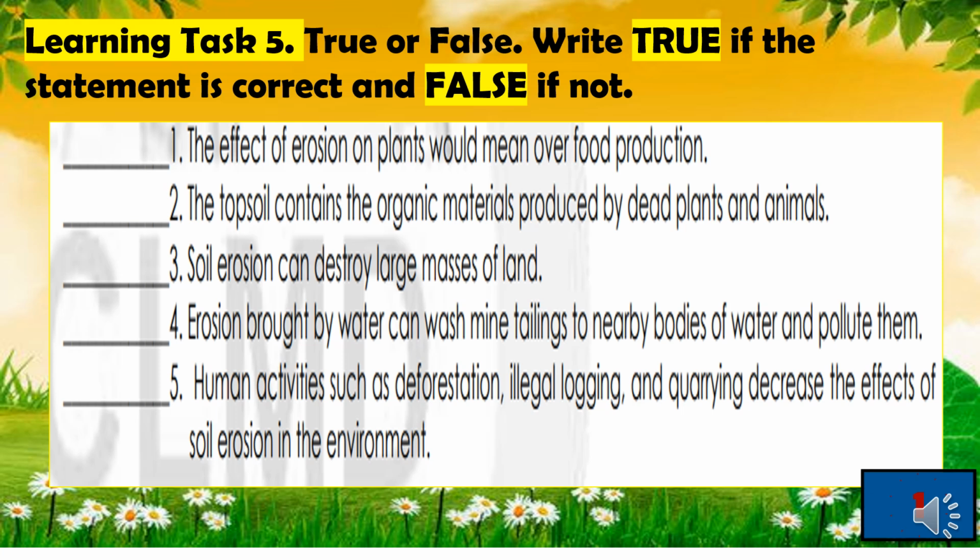Now let us answer learning task 5. For number 1, if your answer is false, then you are correct. Number 2, if your answer is true, you are correct. Number 3, if your answer is true, you are correct. Number 4, if your answer is true, you are correct. Number 5, if your answer is false, then you are correct.